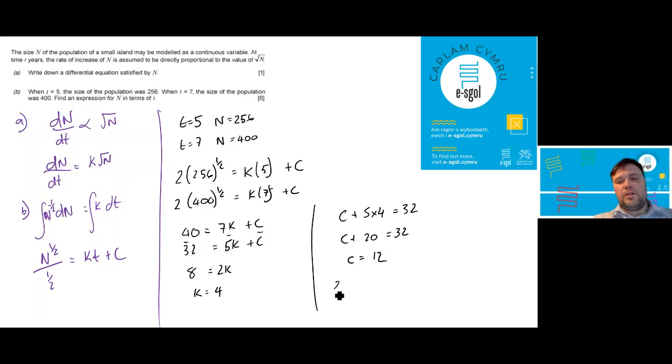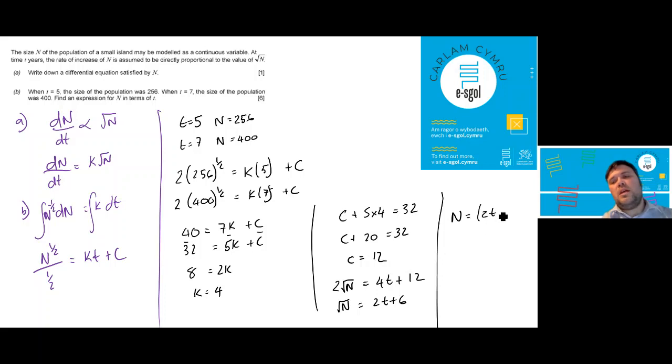So my differential equation is, n to the half over a half equals 4t plus 12, divided by 2. So it's going to be the square root of n equals 2t plus 6, another line, and then the opposite of square root is squared, so that n is equal to 2t plus 6 all squared.